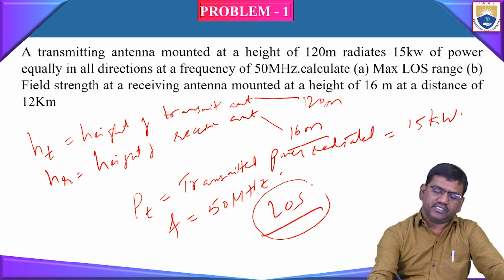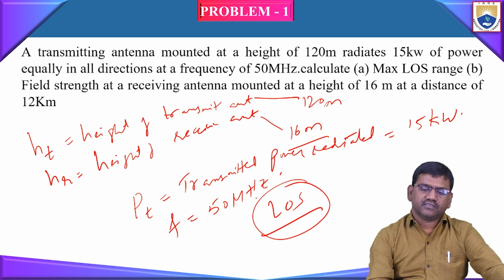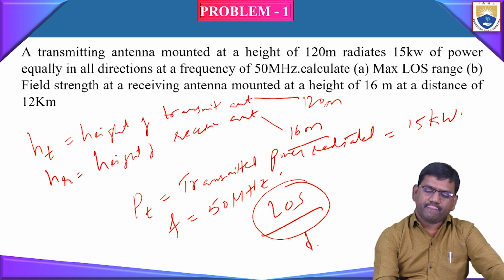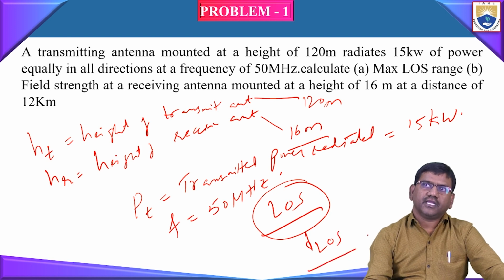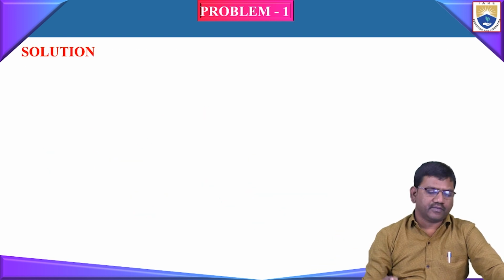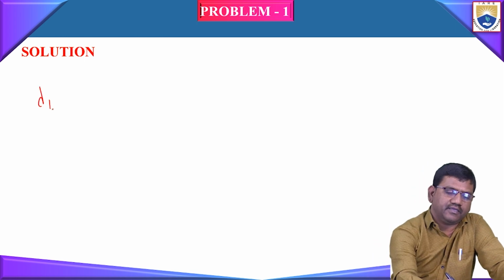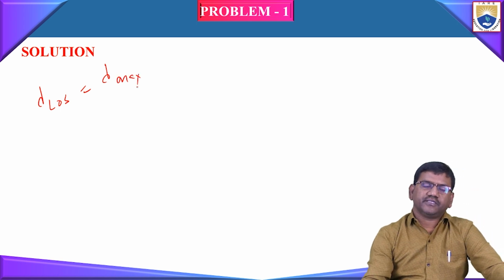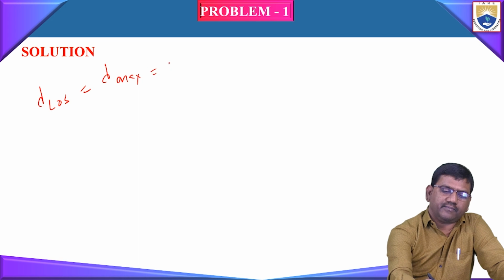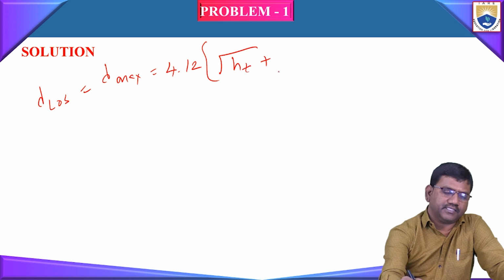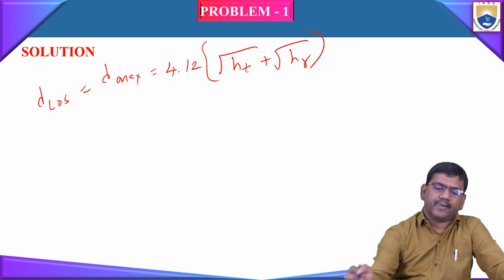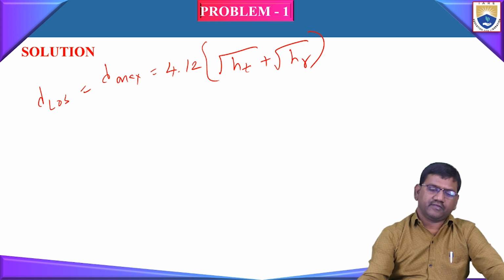This line of sight propagation depends upon the radius of curvature of the earth. As seen in the theory classes, there is a formula to determine the LOS, that is D LOS, the line of sight distance. We can also represent it as D max, the maximum distance between the transmitting antenna and the receiving antenna. It is given by 4.12 into root HT plus root HR, the root of the height of the transmitting antenna plus the root of the height of the receiving antenna.